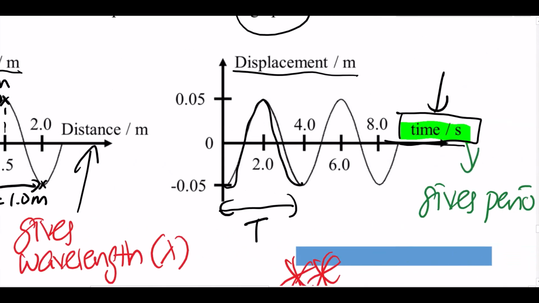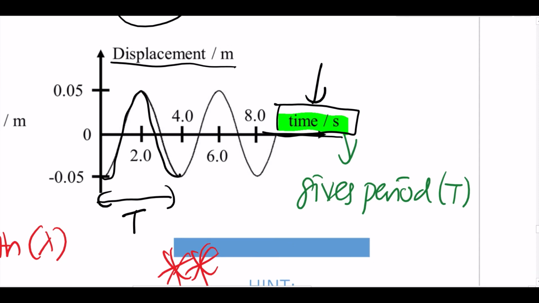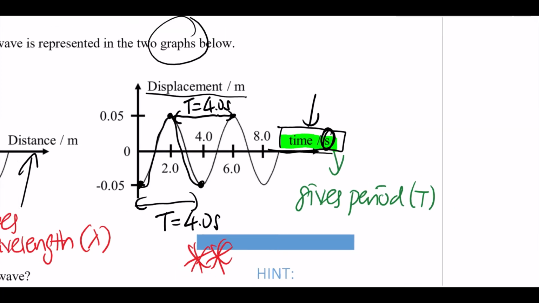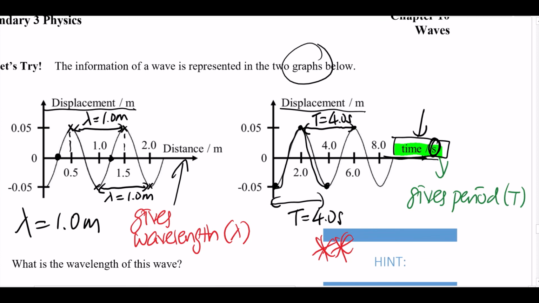Moving on next. This graph should give us the period. From trough to trough, the period is 4.0 seconds. That's the unit, because the axis is in seconds. We can also try crest to crest. From 2.0 to 6.0, we also get the same result. The period is 4.0 seconds. Remember to work everything in terms of SI units, in this case seconds and meters.